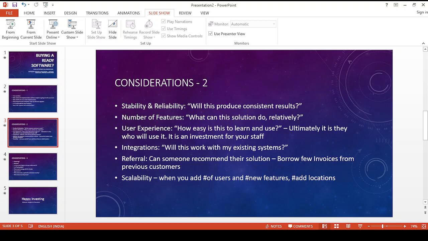So user experience: how easy is this to learn and use? Your staff is going to ultimately use the software, so it has to be very user friendly and interactive, so that they learn, adopt, and start using it.